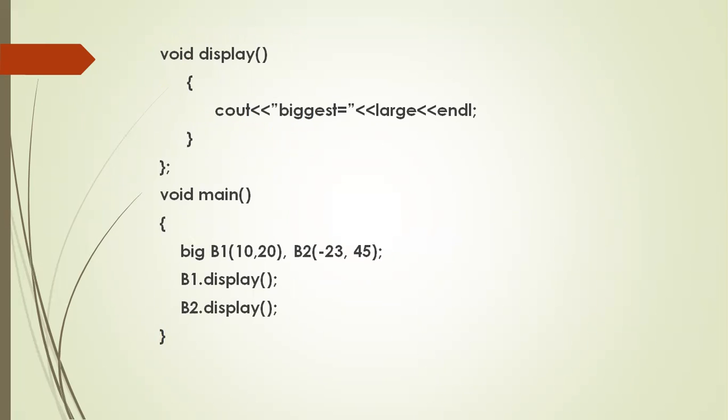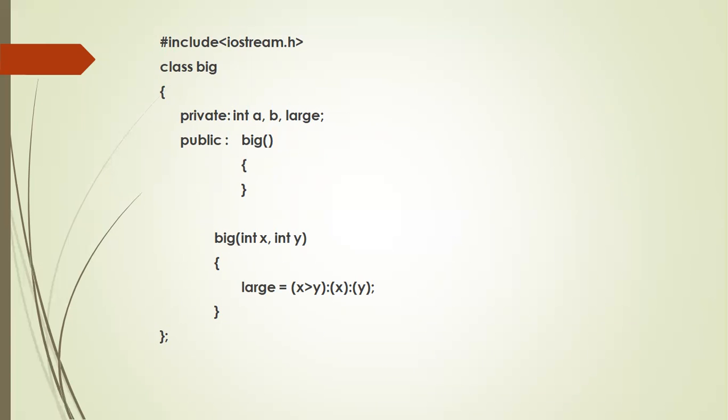For the second one, B2 minus 23 comma 45. So here minus 23 will be the value of x, and 45 will be the value of y. Again, is minus 23 greater than 45? It is false. Again, 45 is assigned to large.